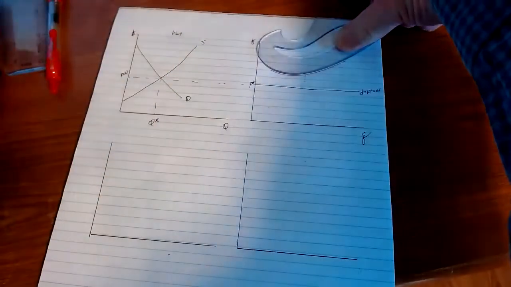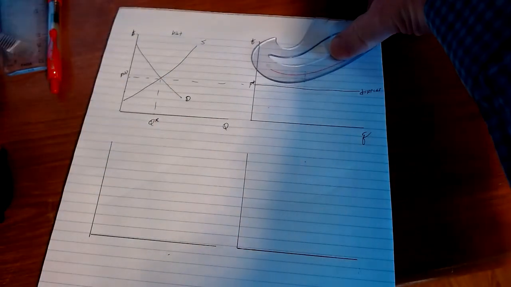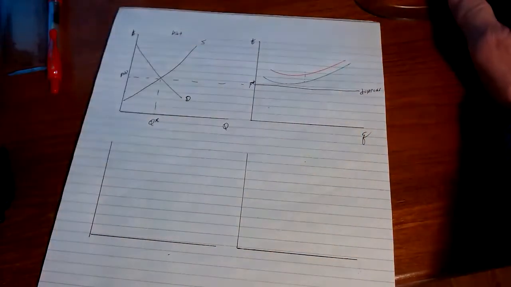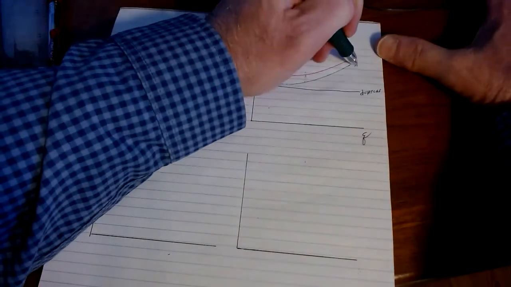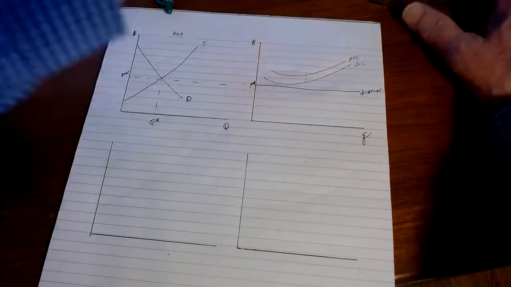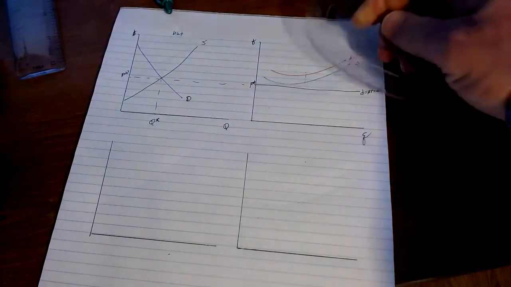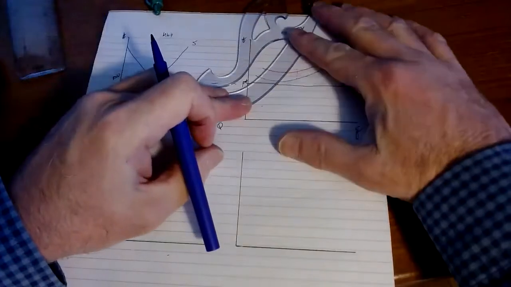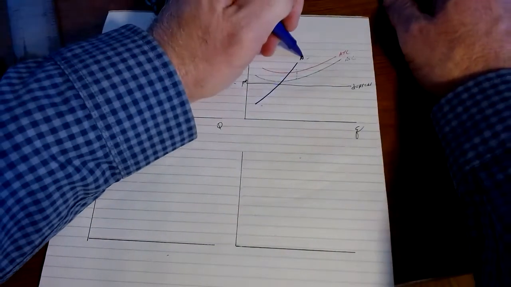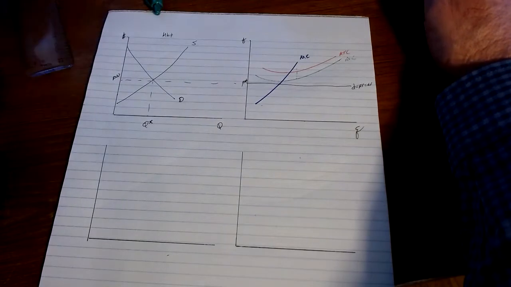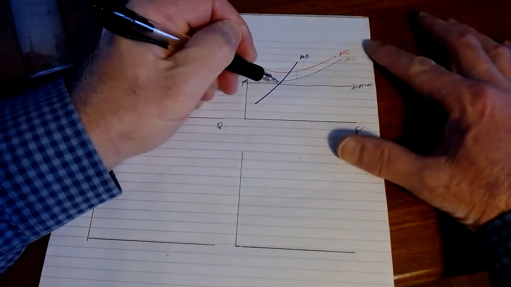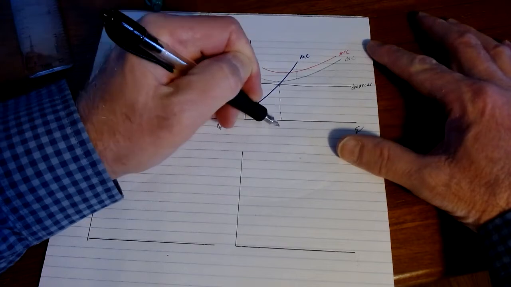Here's average total cost, average marginal cost, average variable cost, and marginal cost. How much did the firm produce? Well, its optimal quantity is where marginal cost equals marginal revenue.